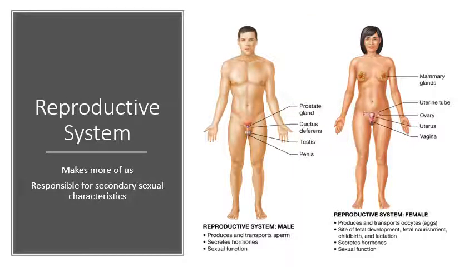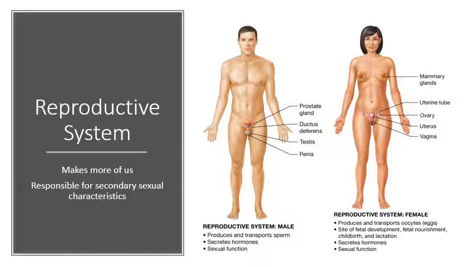Then finally, you have the reproductive system, which is the only organ system that is significantly different between men and women. The main function of the reproductive system, of course, is to make children, make more of you. And it's also responsible for the other differences between men and women that we can assess visually, which are called secondary sexual characteristics. That's like the fact that men are taller and usually have bigger muscles. Women will have a different fat distribution, bigger hips, and less body hair. So those are all secondary sexual characteristics.